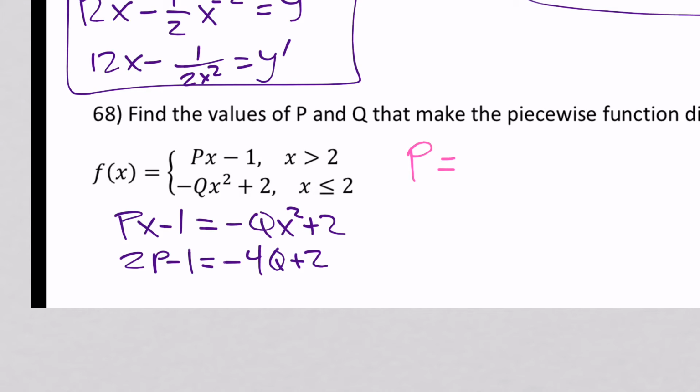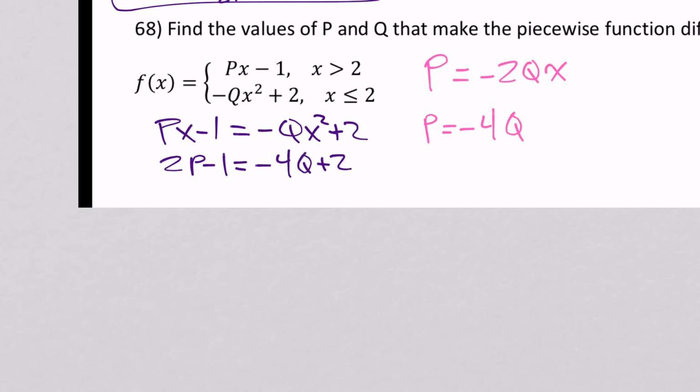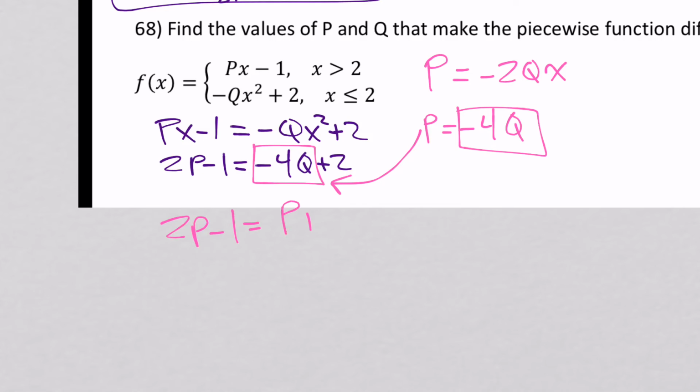Well, power rule says take the 2 and multiply it in front. So negative 2qx, subtract 1 from the power, and the 2 goes away. So plug in 2 to that function, so p equals 2 times negative 2q, which is negative 4q. So let's solve this now. Quickest way to solve it is to see a negative 4q and a negative 4q, which means we will replace that with a p. So 2p minus 1 equals p plus 2.